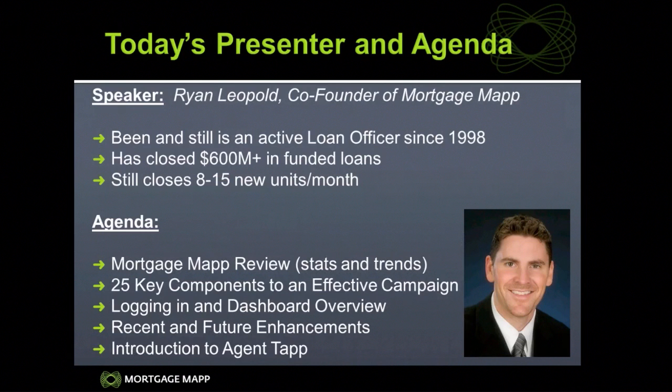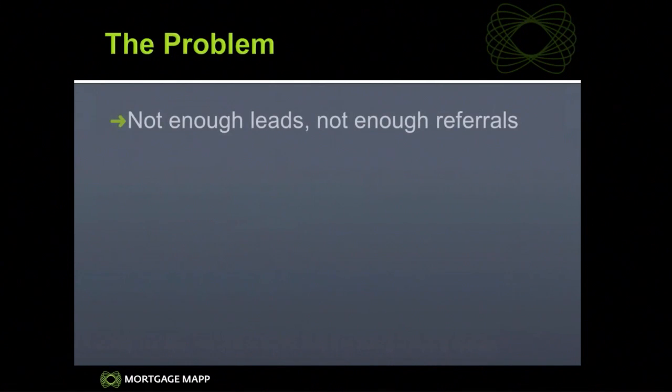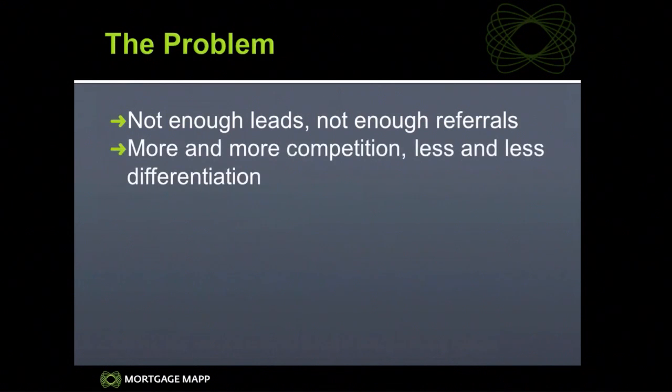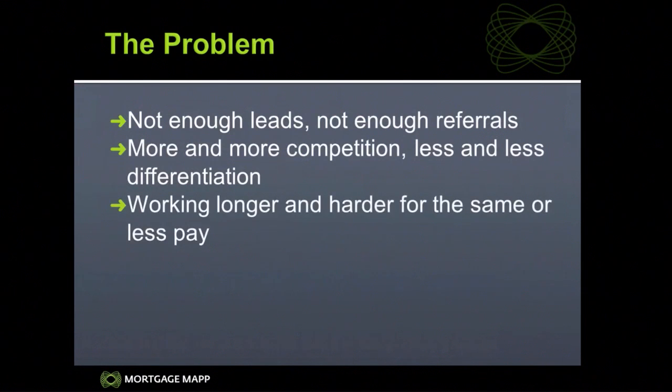So we're going to start first with really understanding what the problem is. I talk to loan officers from across the country every single day, and there's a common theme of what we're all dealing with right now. The industry is going through some major changes, and one of the biggest challenges we face is there's just not enough leads. There's just not enough referrals when you get into a purchase-only market. There's a lot more competition and less differentiation. We've all, over the last couple of years, been working longer and harder for the same, if not less, pay.